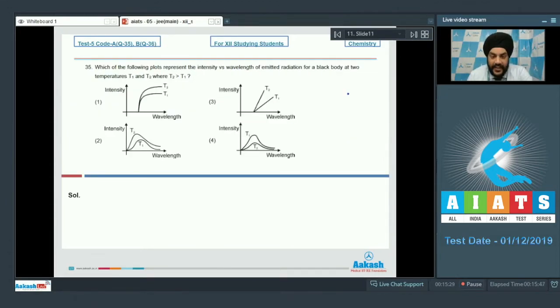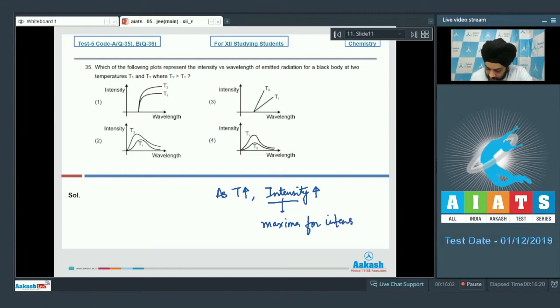Question number 35. Which of the following plots represents the intensity versus the wavelength of emitted radiation for a black body at two different temperatures, T1 and T2? So students, if we talk about the intensity of the black body radiation, we know that as the temperature increases, the intensity will increase. And if we talk about the intensity maxima, the maxima for intensity will occur at a smaller wavelength.